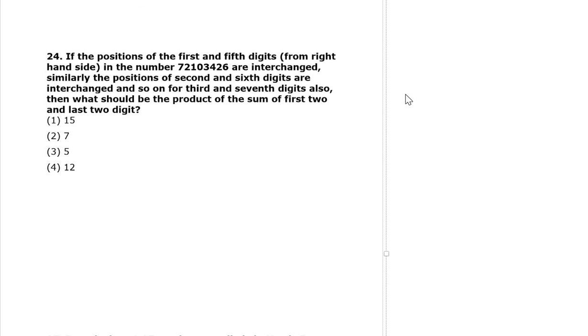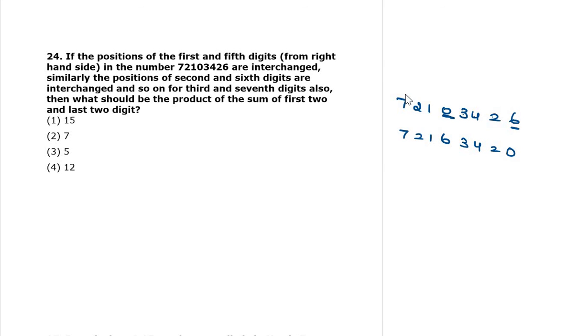24th. If the position of the first and fifth digit from the left of the number is interchanged. So some number is given: 7210342. Okay. If the position of the first and fifth digit is interchanged, this is the first position, 1 2 3 4 5. This is the fifth position. Interchanged, we are interchanging. Okay.